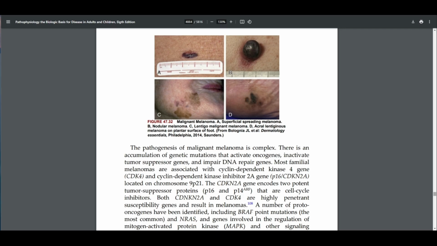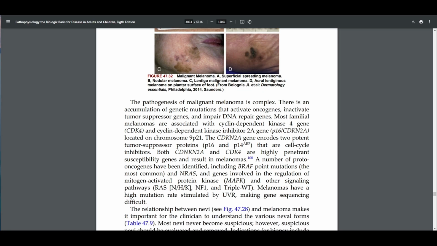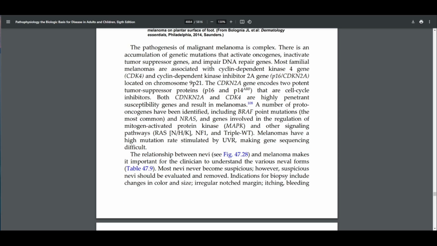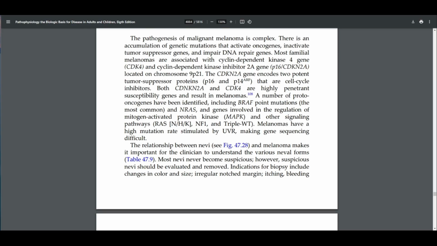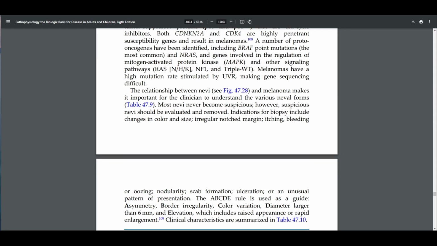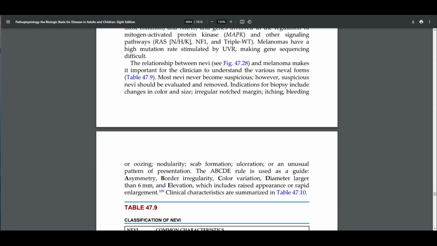Both CDKN2A and CDK4 are highly penetrant susceptibility genes and result in melanomas. A number of proto-oncogenes have been identified, including BRAF point mutations and NRAS, and genes involved in the regulation of mitogen-activated protein kinase and other signaling pathways. Melanomas have a high mutation rate, stimulated by UVR, making gene sequencing difficult.